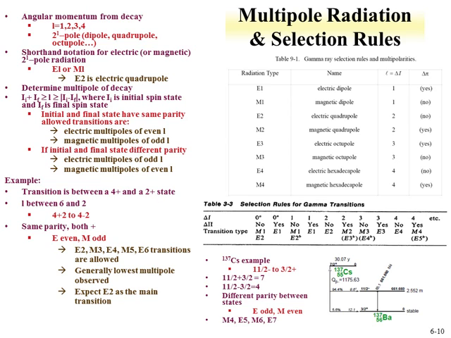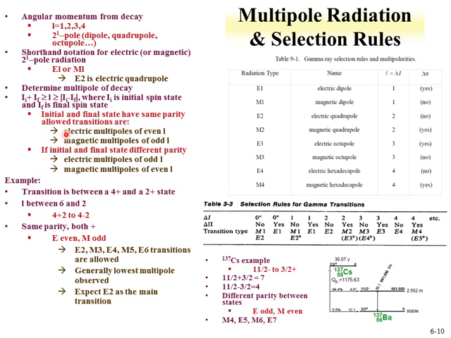So if we go back over here, the angular momentum will run from the sum and the difference of these values. So 4 plus 2 is 6, 4 minus 2 is 2. So L will be between 2 and 6, so it'll be 2, 3, 4, 5, and 6. The parities are the same.